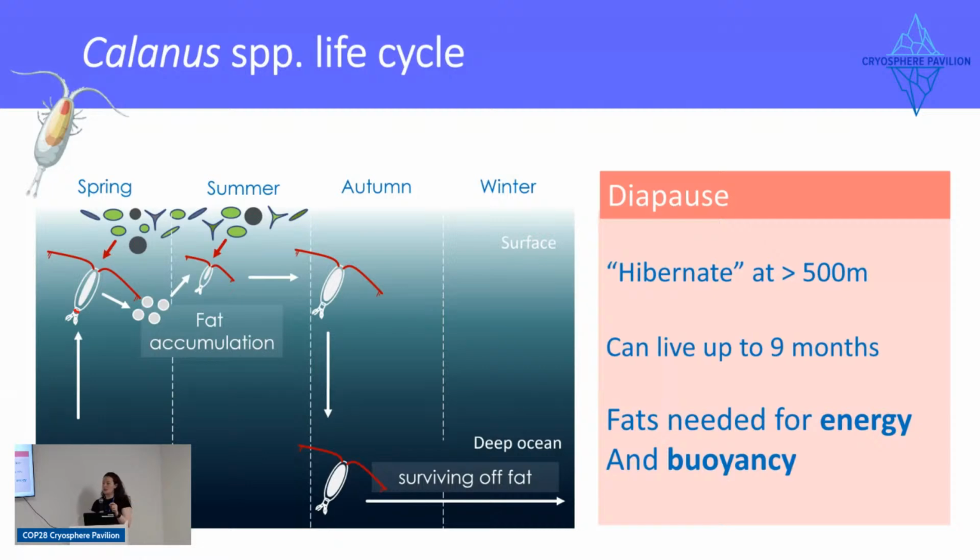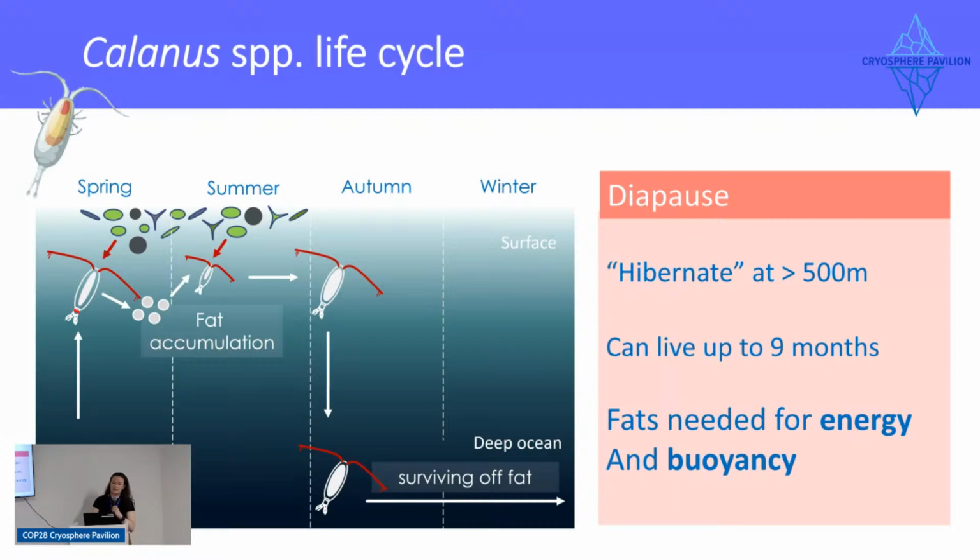And when you think that these guys are 3 millimeters in size, that's hugely impressive that they make that distance. And when they get to depth, they enter a hibernation. So they slow all their physiology down, and in doing that and living off their fats, they live at depth for 9 months. And in order to do this, they obviously have to accumulate a lot of fat.